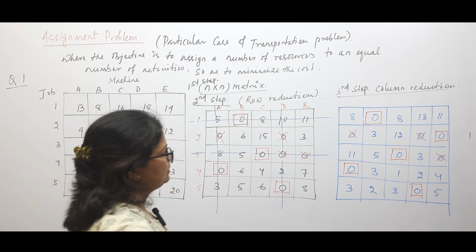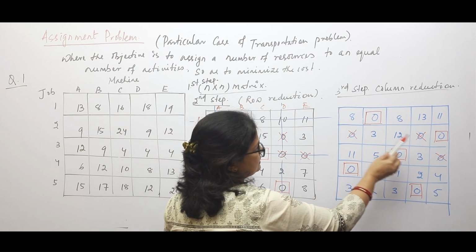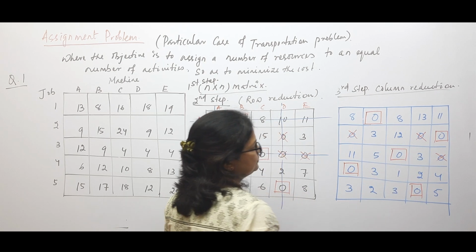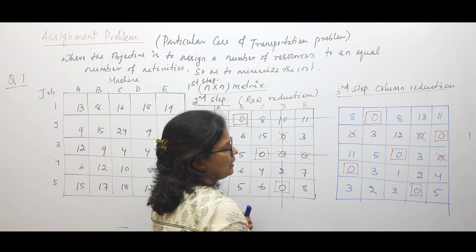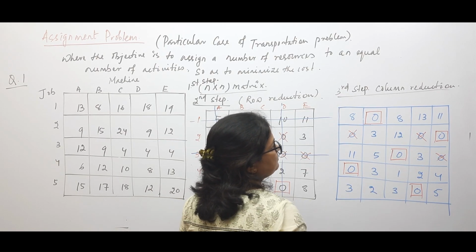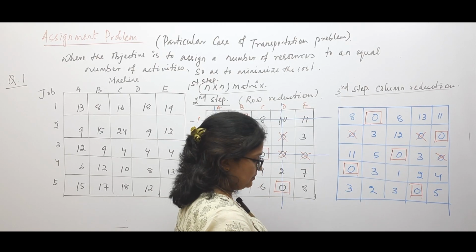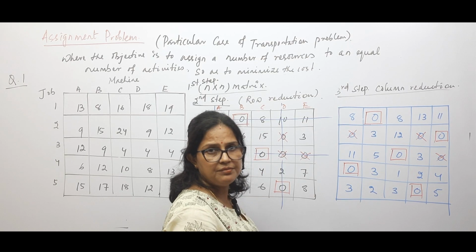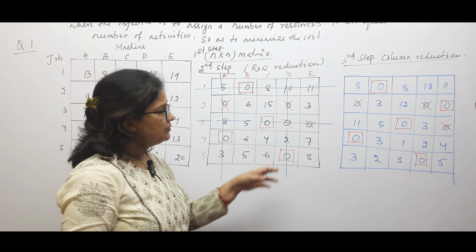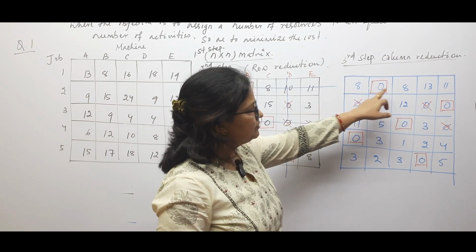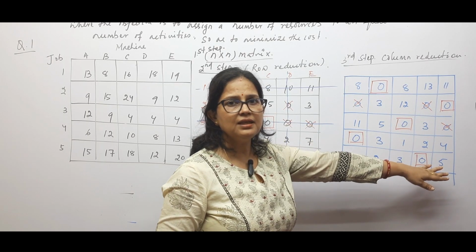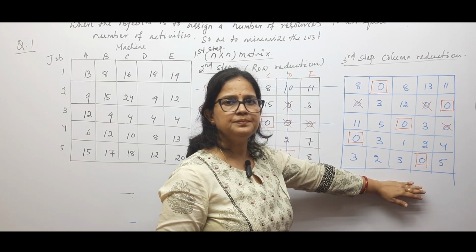So if you see, we now have 5 assignments: 1, 2, 3, 4 and 5. So now 5 assignments are there. So what we have to do? We have to find the minimum cost. Here we have 5 rows and 5 columns, so 5 assignments are now there. So we are done with the result.